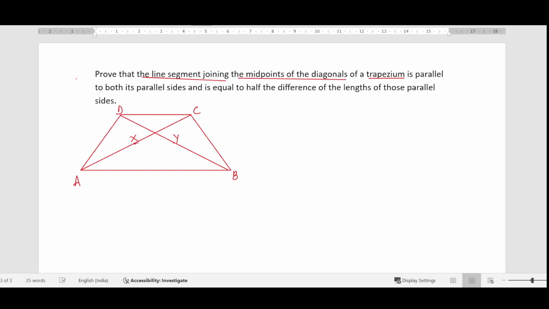So join X, Y. And we have to prove that XY is parallel to AB is parallel to DC. Also, XY is equal to half the difference of the lengths of those parallel sides. So we have to prove that XY is equal to half of AB minus DC. This we have to prove.